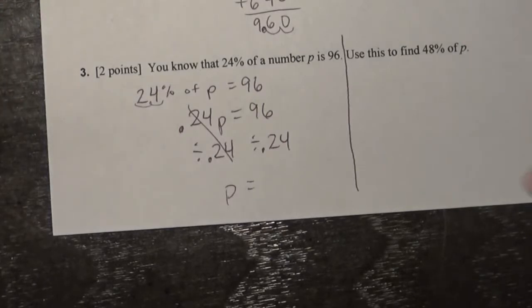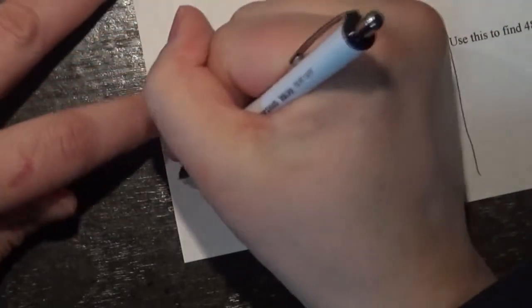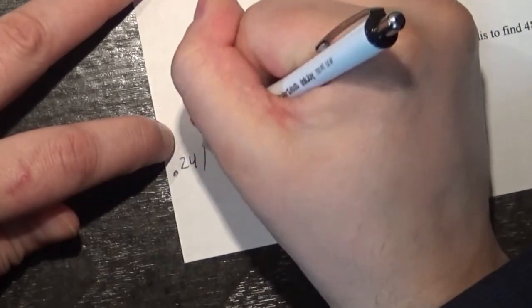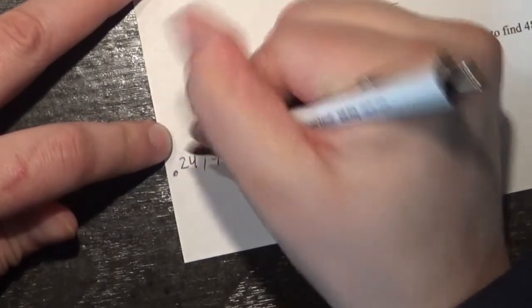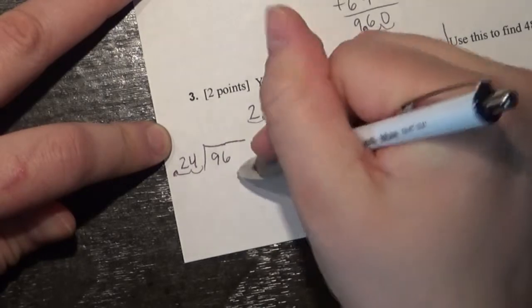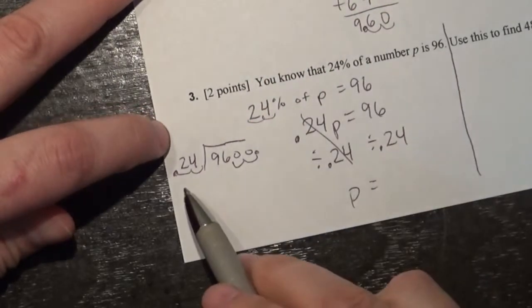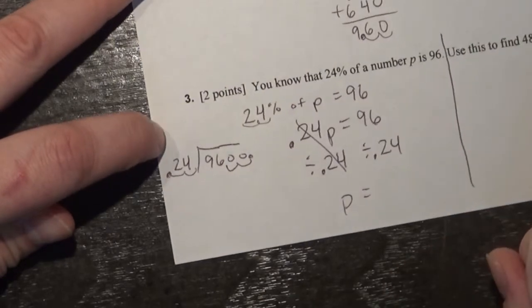If I don't know what it is, which I don't, I'm going to go ahead and do the math. So I have 24 hundredths going into 96. I need to move my decimal point over 2 places and move this over 2 places. I'll fill in some zeros. So 24 goes into 96.